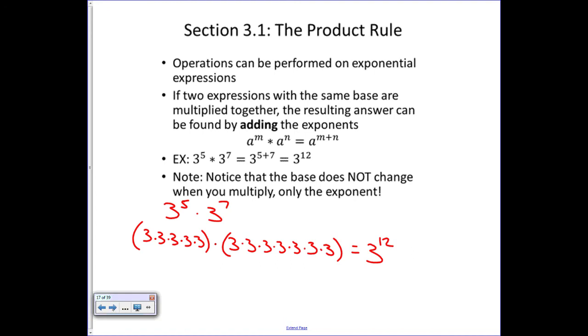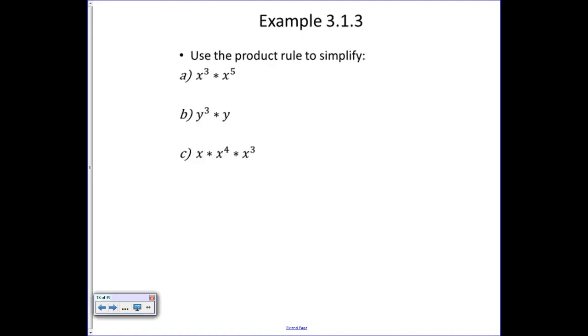So let's try an example. We want to use the product rule to simplify these expressions. Well, we've got x cubed times x to the 5th. When we multiply numbers with the same base, we can add their exponents. That's going to give us x to the 3 plus 5, or just x to the 8th.